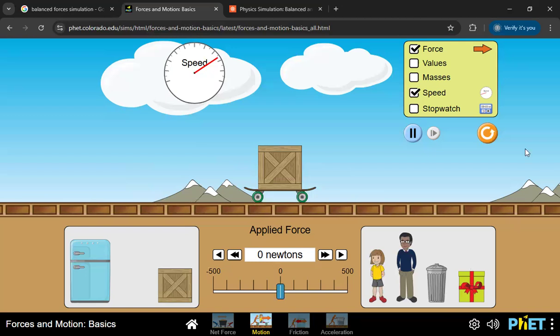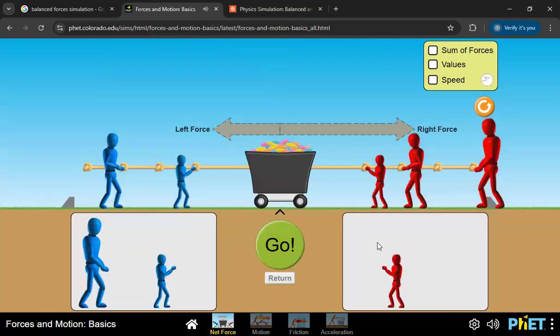But you just need to understand that whenever forces are balanced, either the object will be at rest or it will move with the same speed. Okay, so let's see.